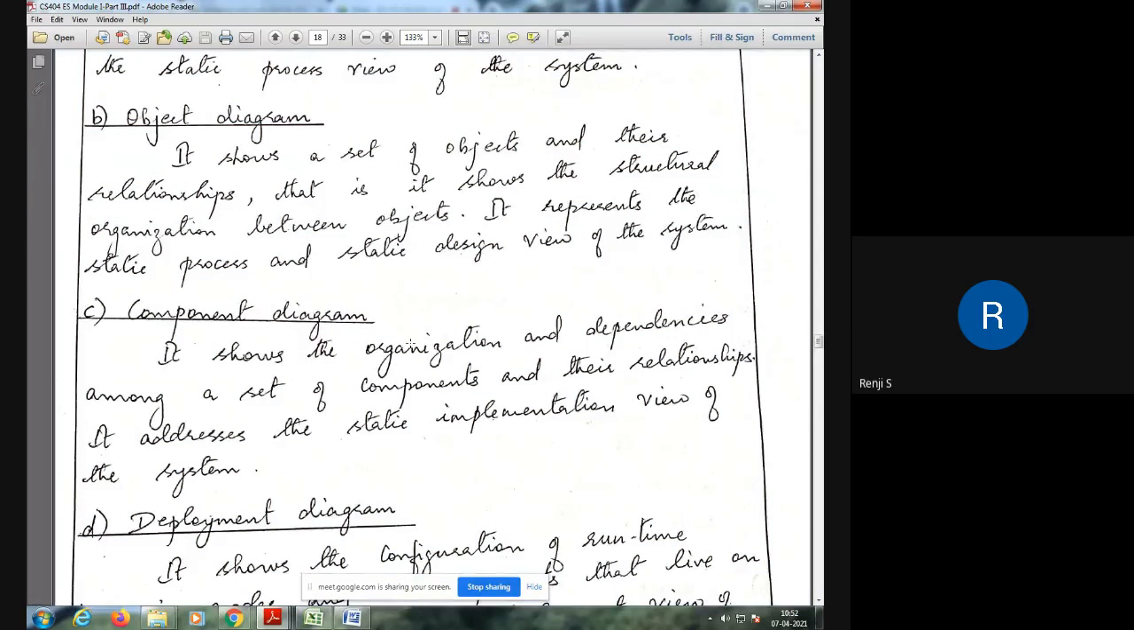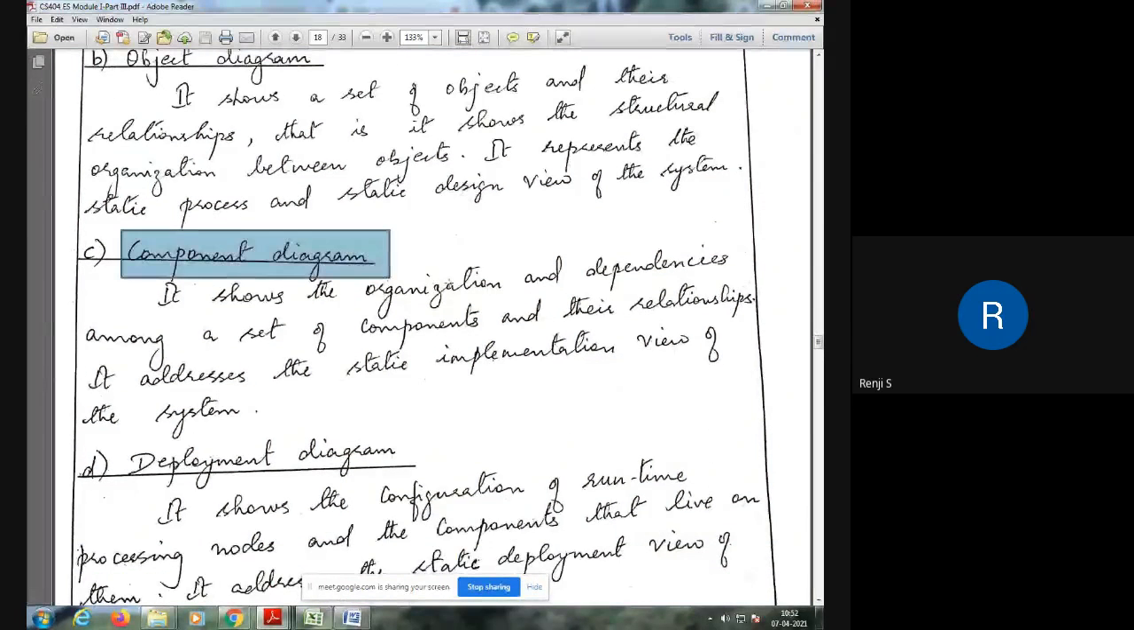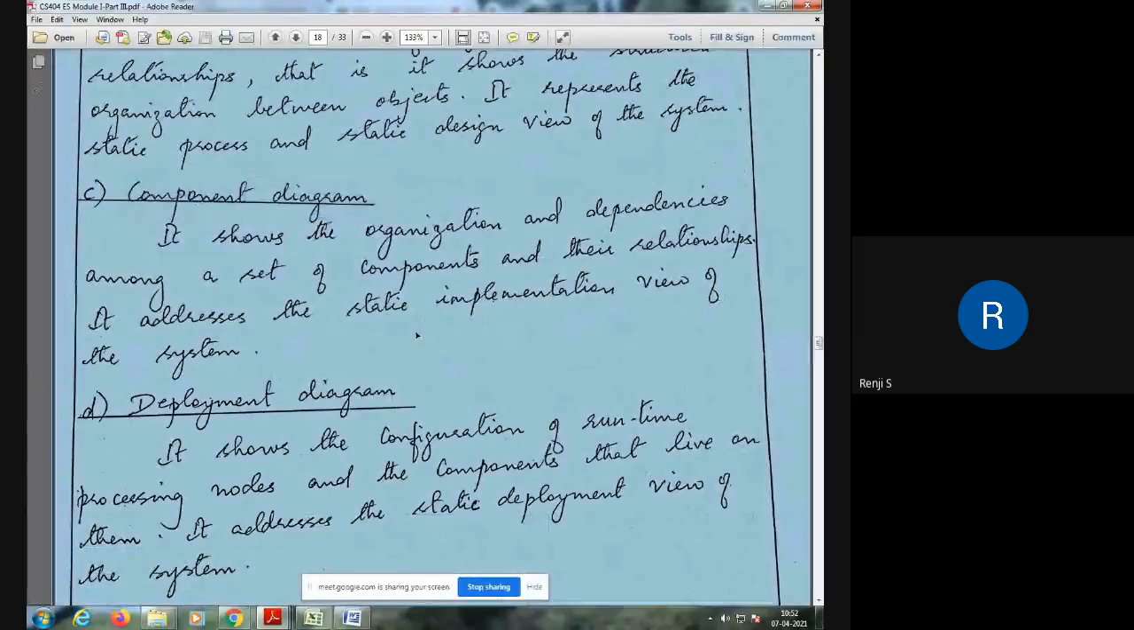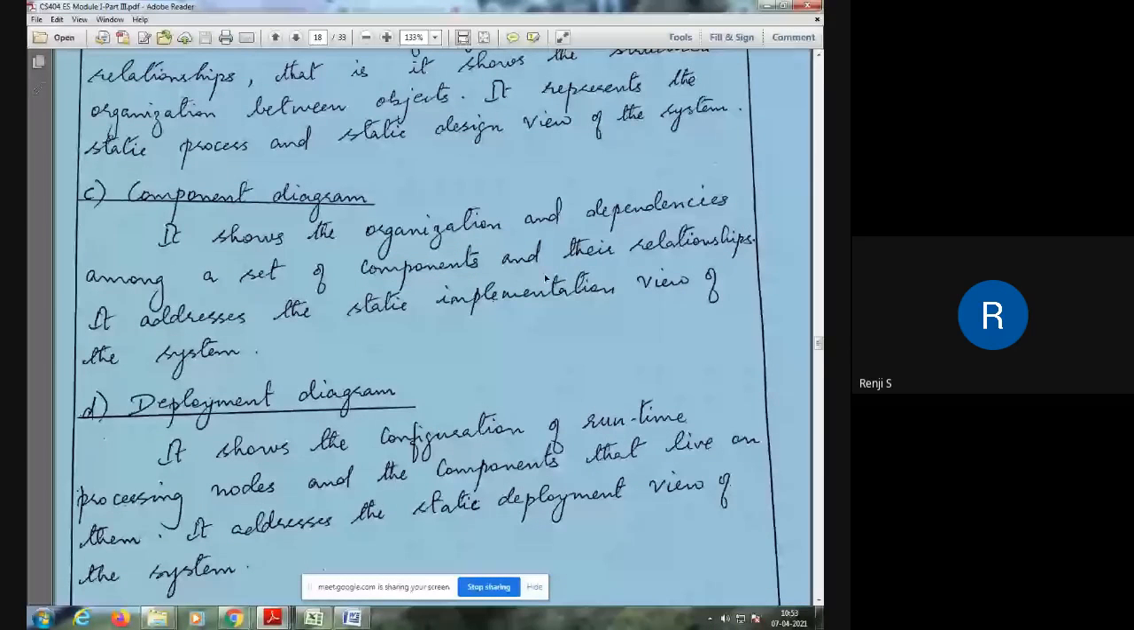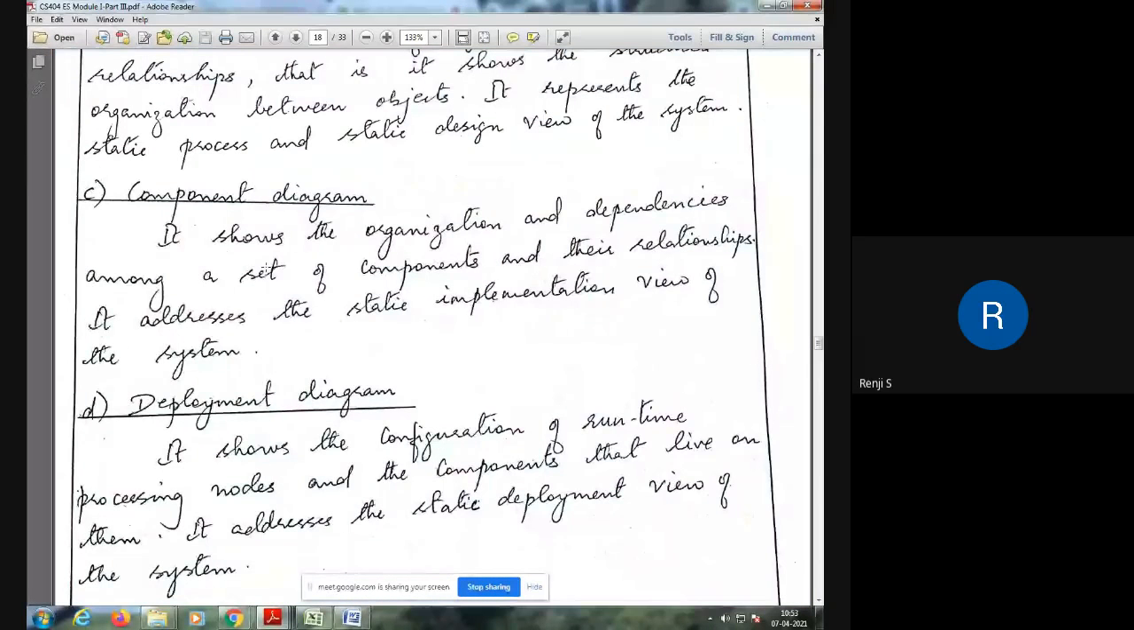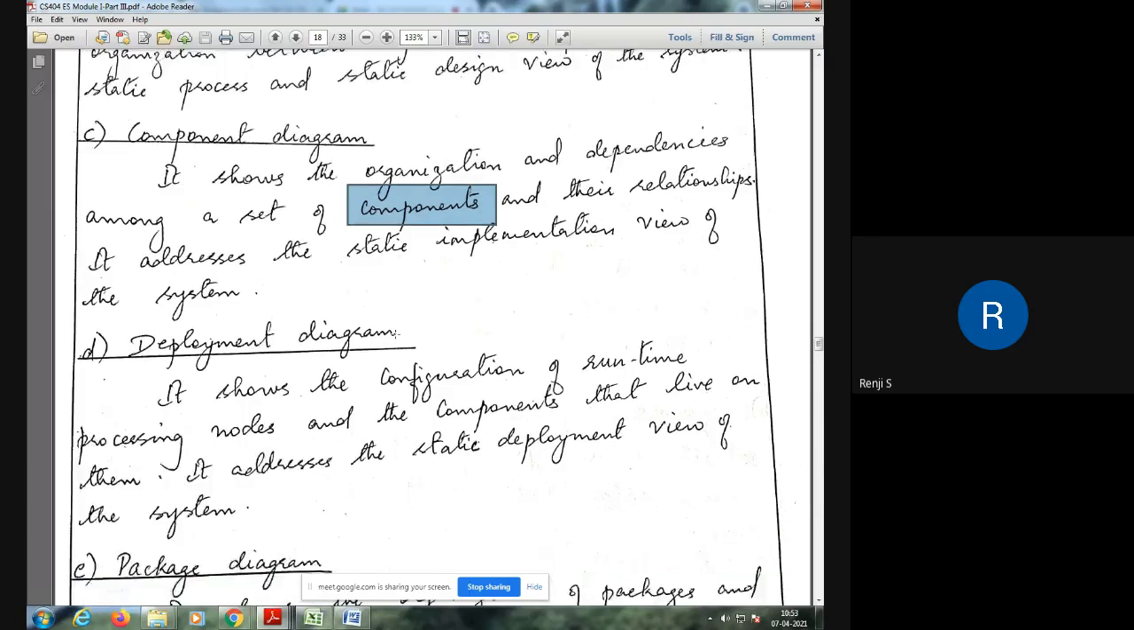Then the third diagram is the component diagram. Component diagram shows the organization and dependencies among components. As we said earlier, components are UML things, and this includes replaceable parts of a system, and such components and how they are related to each other are shown using component diagrams. And usually files, program files, etc., come under components.